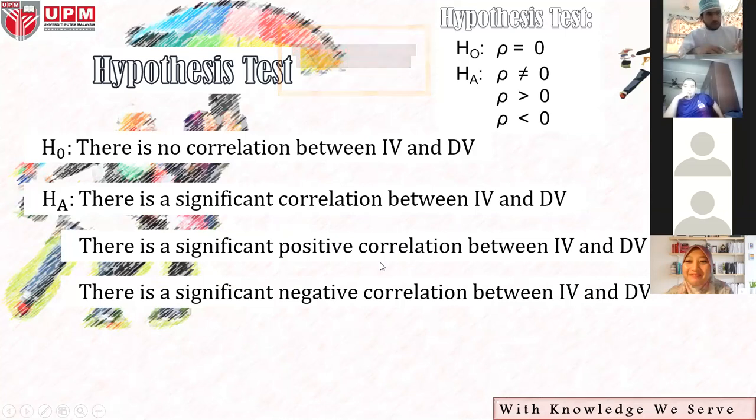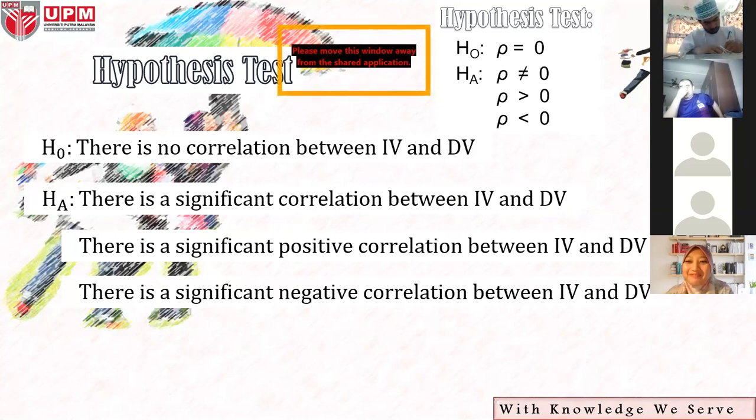Again, how to choose your specific hypothesis depends on your literature review. It depends on the past study: what are the assumptions given by the previous scholars, or what are the findings based on the previous researchers.